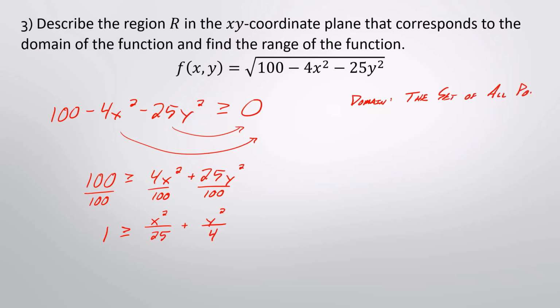I'll go ahead and describe the format of these points. The set of all points (x, y) that are either on, because of the "or equal to," so it could be on the ellipse itself, or since the shaded region would be inside, we also need to include any and all points that would be inside of the ellipse.